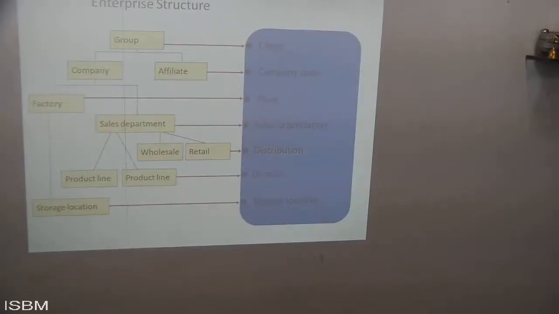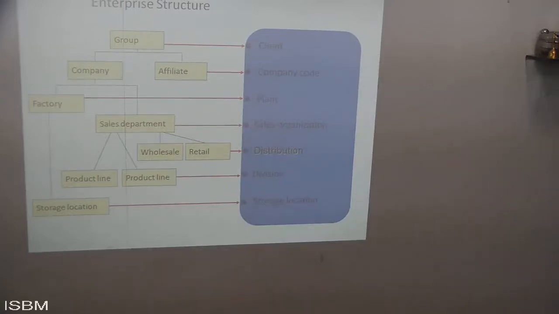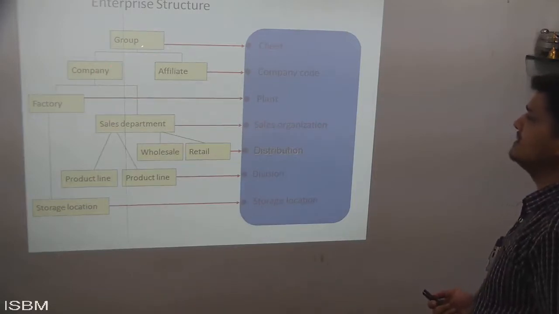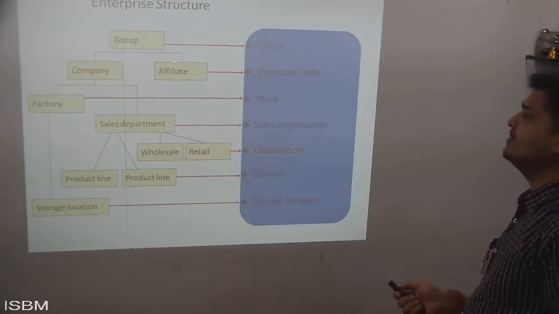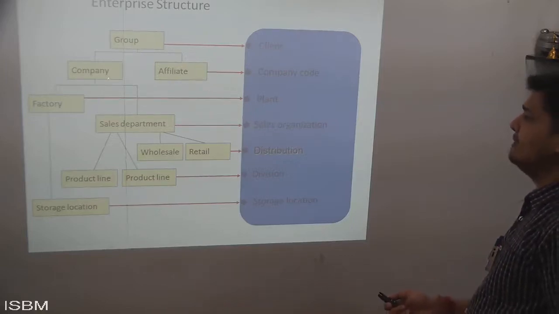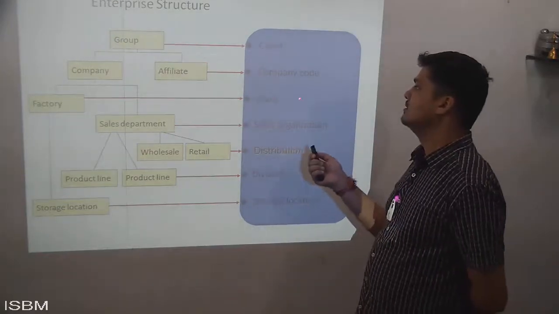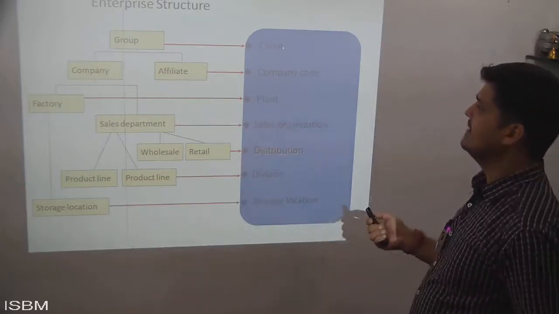Then we have an enterprise structure over here. What exactly is the enterprise structure? We can see that we have a group. The group will differentiate into two parts. Group is nothing but your client, differentiated into two parts: company and affiliate. Every company has a company code. So the company has its company code, and the group is the client.